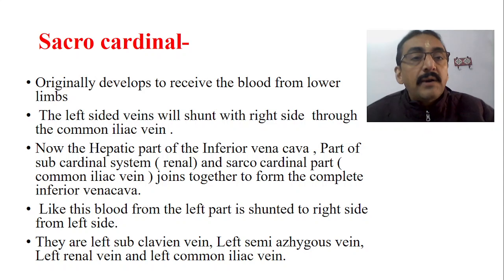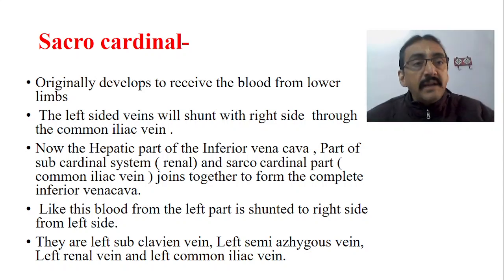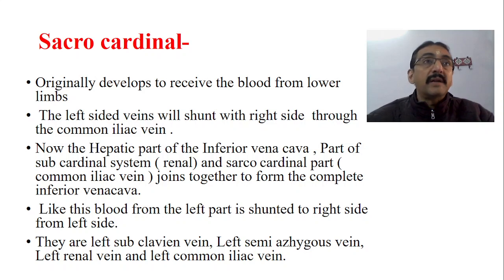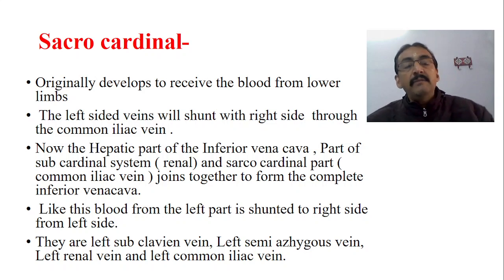Another system is the sacrocardinal system. Originally, the sacrocardinal venous system develops to receive the blood from the lower limbs. The left-sided veins will shunt to the right side through the common iliac vein. Now, the hepatic part of the inferior vena cava, the part from the subcardinal system, that is renal, and also the sacrocardinal part, the common iliac vein, join together to form the complete inferior vena cava. This is how the inferior vena cava is formed.